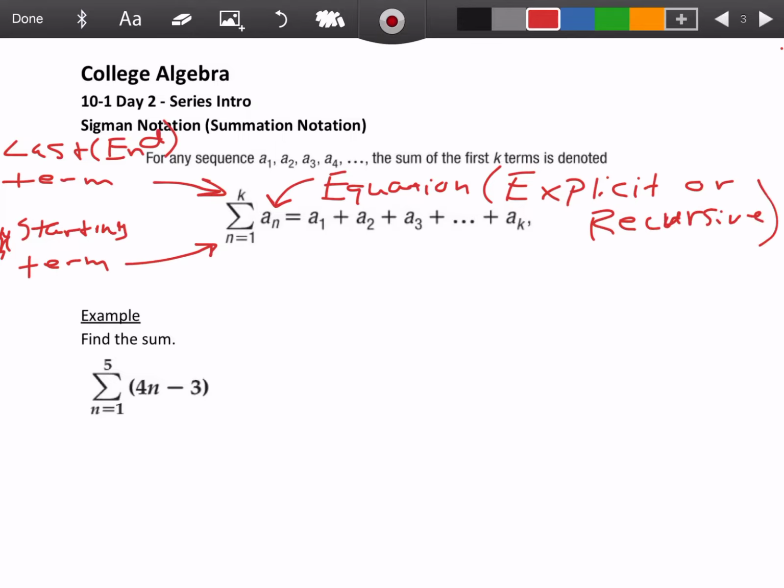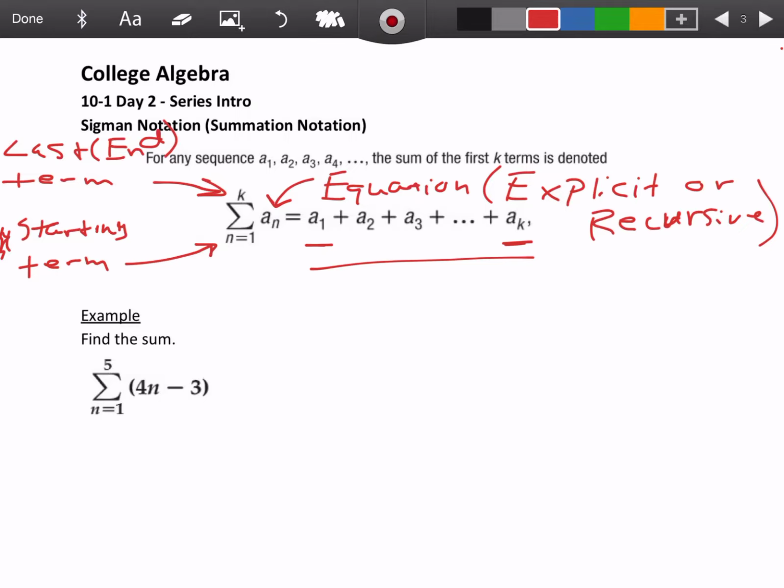Okay, and then what that means is that we just take where we start and where we end, and we just add them all up. So our process here isn't going to change a whole lot. It's just that this summation notation gives us some flexibility on how we write these, where we start, where we end, and how we can use them in different problems.